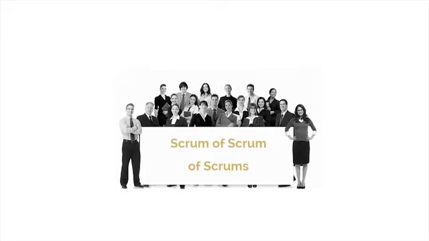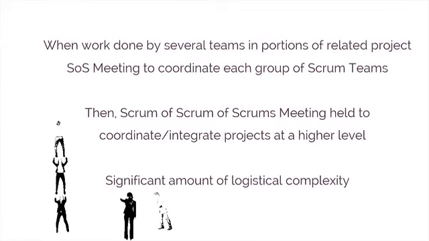In organizations that have several Scrum teams working on portions of a project simultaneously, the SOS meeting can be scaled up another level to what is referred to as the Scrum of Scrum of Scrums meeting. In this situation, an SOS meeting is held to coordinate each group of Scrum teams working on portions of a related project, and then a Scrum of Scrums meeting may be held to coordinate and integrate projects at a higher level. Teams have to carefully evaluate the benefits of having Scrum of Scrums meetings, as the third layer adds a significant amount of logistical complexity.